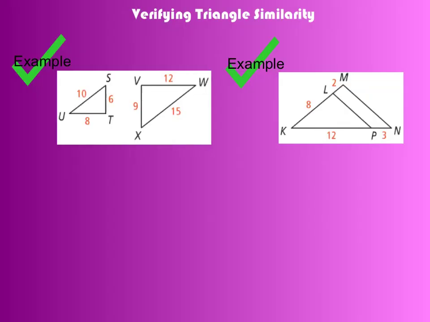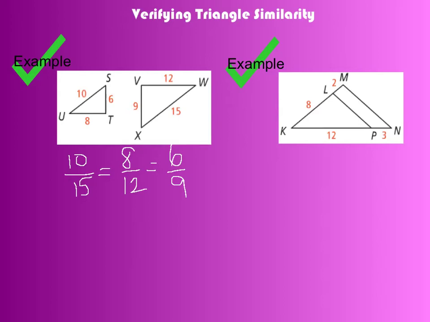So let's look at two examples here. My first example, I see that they've given me three side lengths. So I'm going to set up three different ratios and set them all equal to each other to see if I end up with all equivalent fractions. So I've got, let's see, 10 is my hypotenuse. It would appear it's a right triangle. In my first triangle, over 15 is my hypotenuse in my second. Then I've got 8 over 12 and 6 over 9.